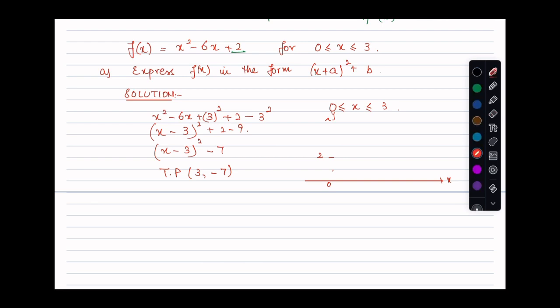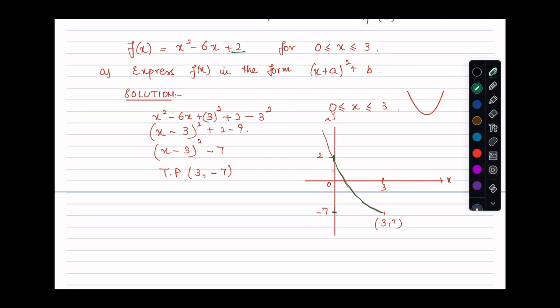The function is of minimum nature, and so from 0 till 3, the curve is supposed to have a quadratic nature. This is how it was supposed to be. We got the turning point, which is (3, -7). And because I need to have the domain from 0 to 3, the only part of the curve that I should be considering is from 2 down to -7. This is the part of the curve that should be within the given domain.